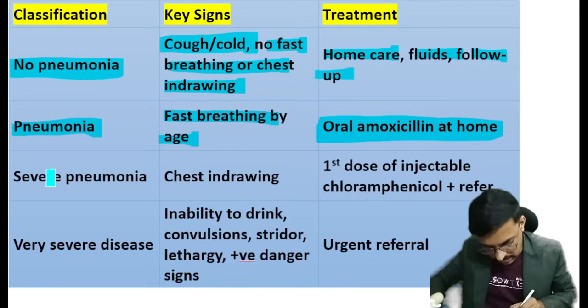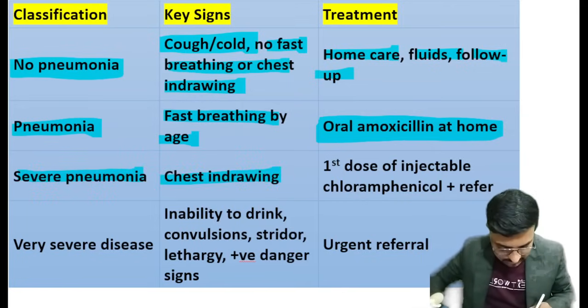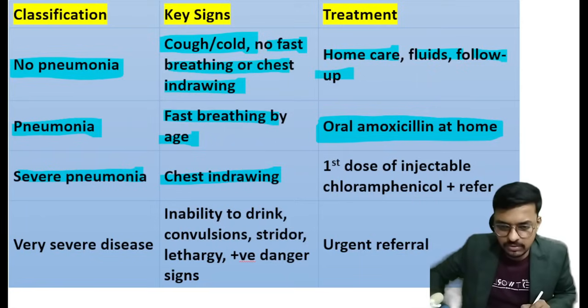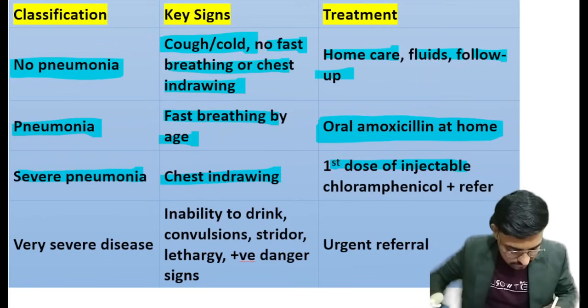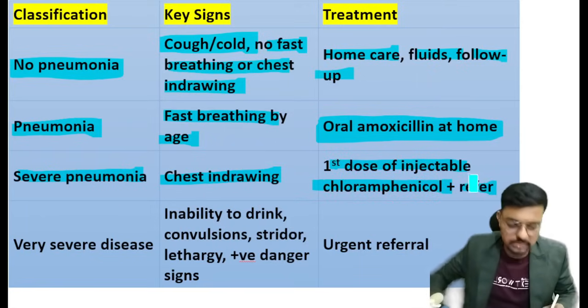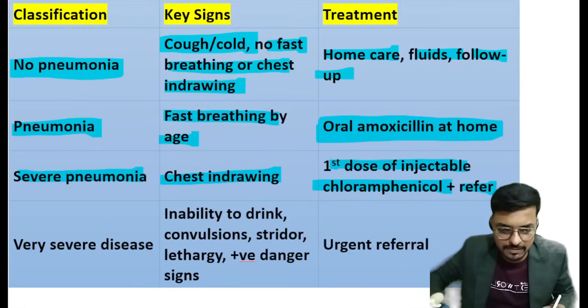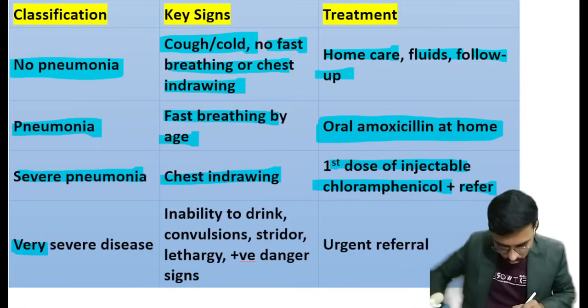So next, severe pneumonia: cough will be there, fast breathing will be there, along with that chest indrawing will be there. That is severe pneumonia. We will give the first dose of injectable chloramphenicol, or another antibiotic if there is resistance to chloramphenicol. So the next is very severe pneumonia.